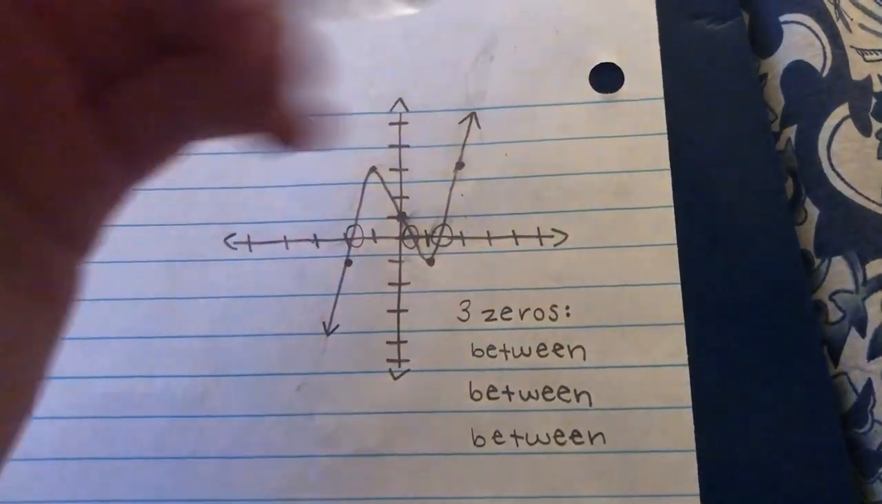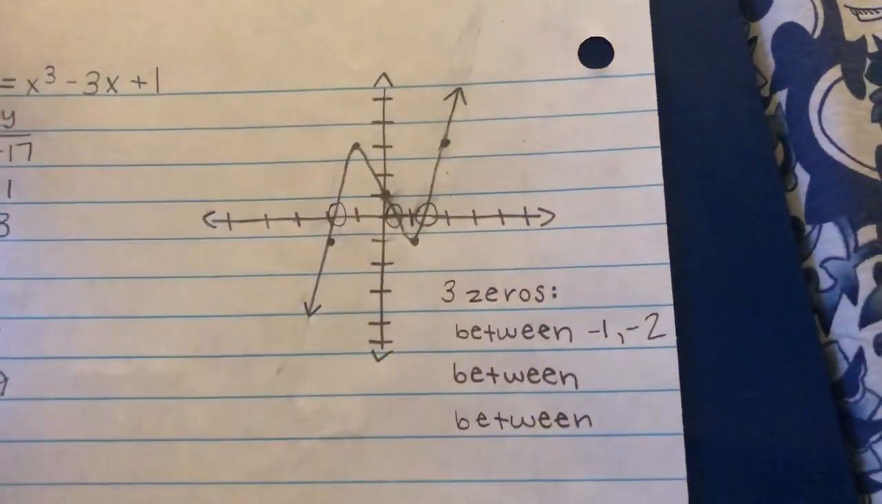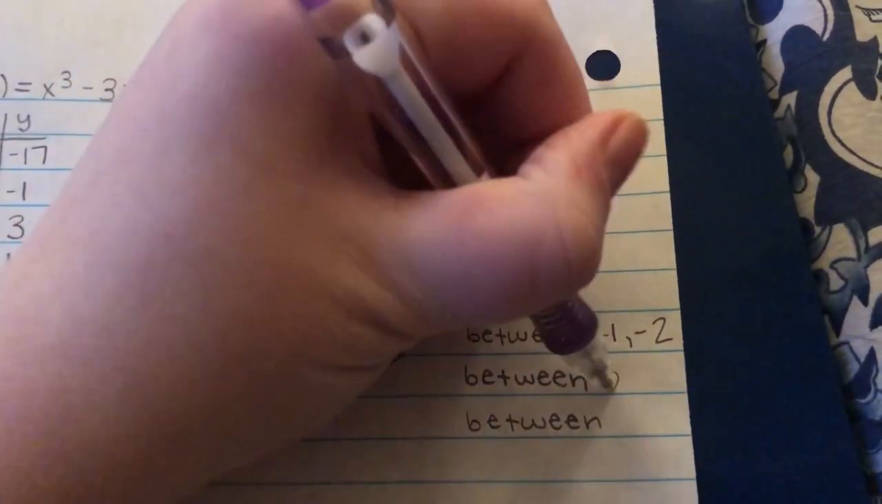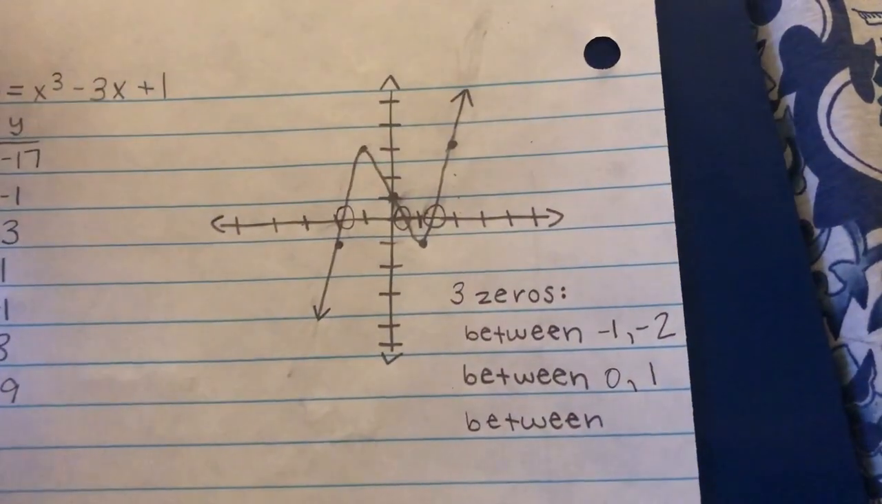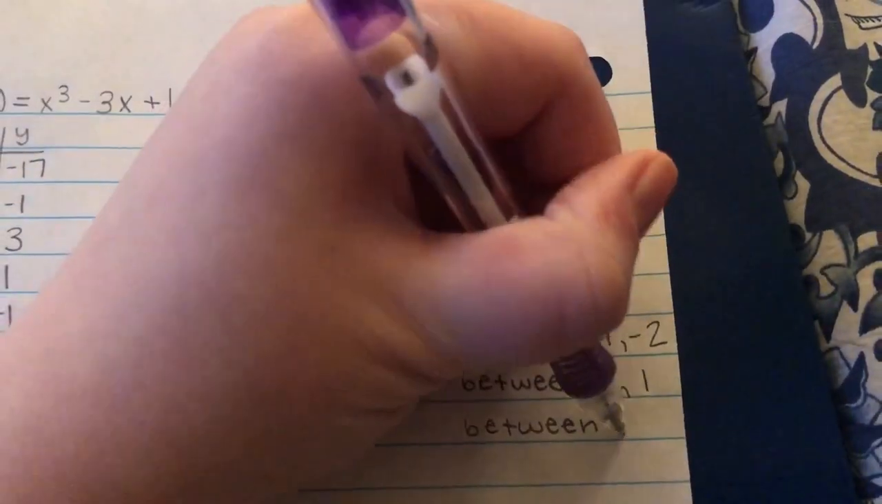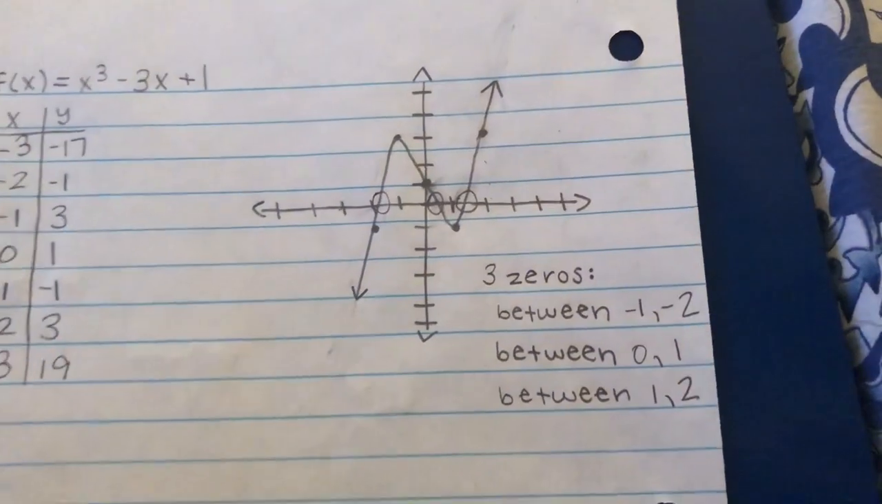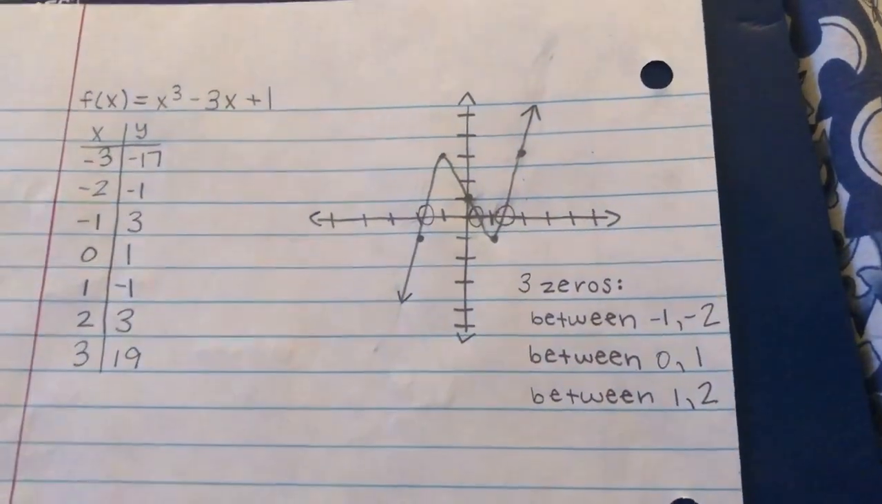So for this one, we'll be between -1 and -2. For the next one, it is in between 0 and 1. And finally, for the last one, it is in between 1 and 2. That is step 2 all complete.